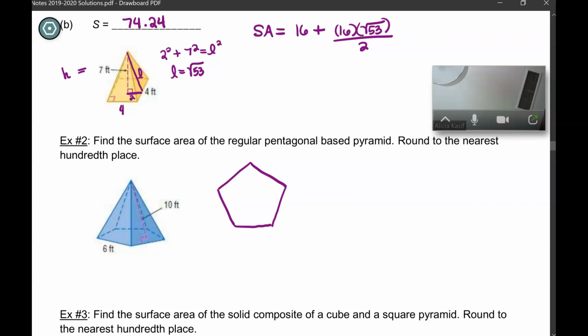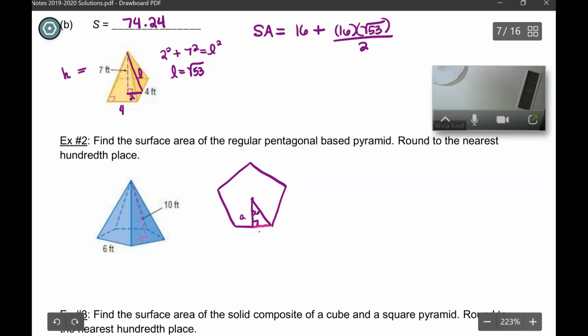So I know each side is 6, so what I'm going to do first is draw the apothem. Now remember, central angle 360 divided by 5, that's 72. Cut it in half, and that makes this 36. Now if each side is 6, then half of that will be 3.